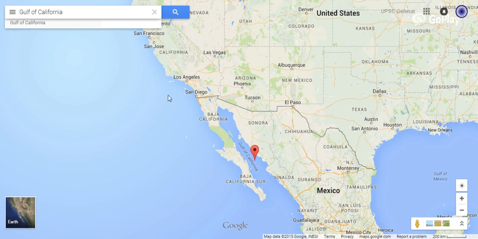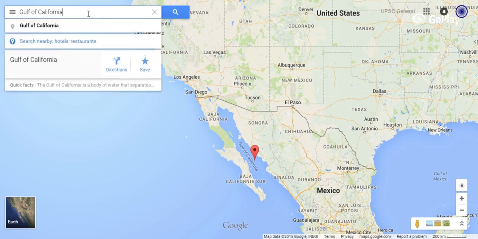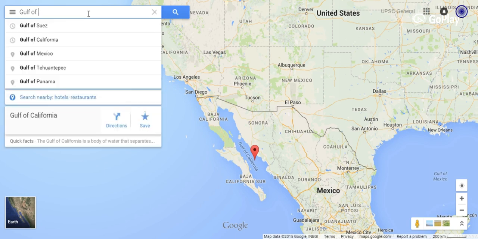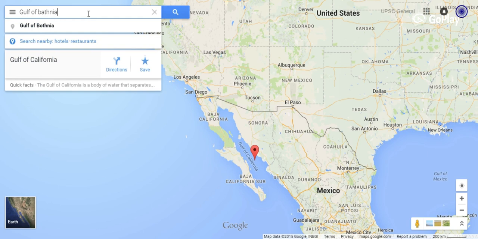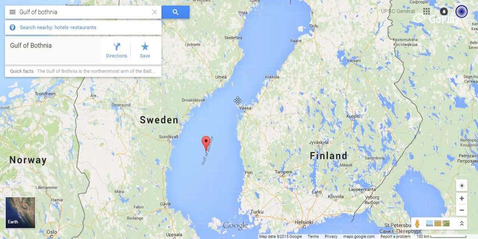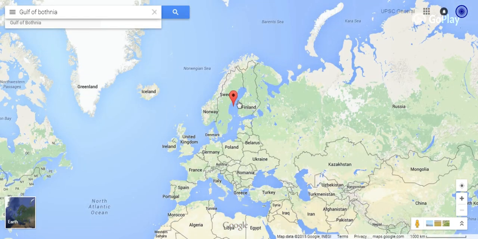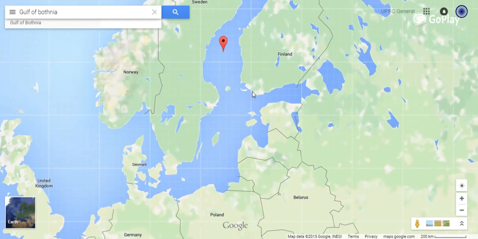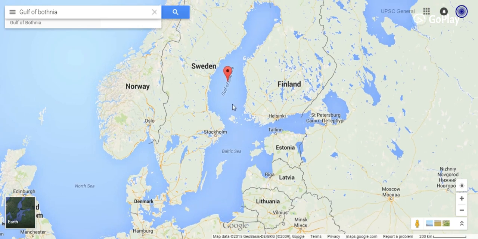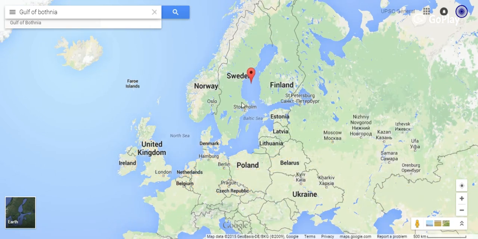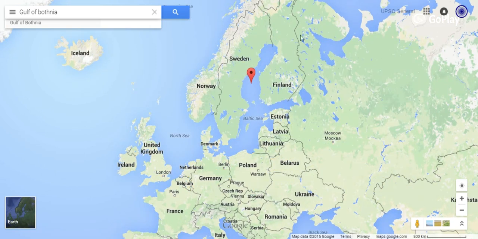Next is the Gulf of Bothnia. This Gulf of Bothnia is the northernmost arm of the Baltic Sea. So this is the Baltic Sea. On its western side we find Sweden, and on the eastern side we find Finland.